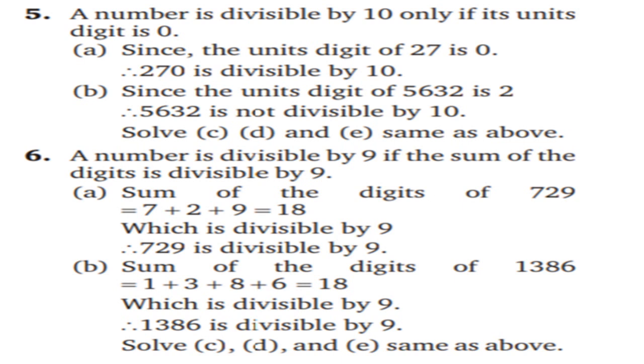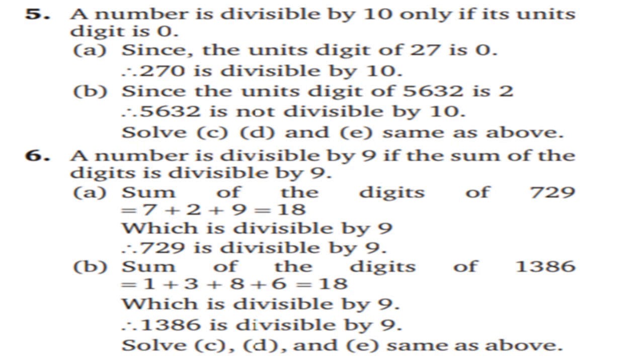Now B part, you will see 5632. So unit digit is 2. So this number is not divisible by 10 because the unit digit should be 0. Therefore this number is not divisible by 10. Okay, now similarly you have to solve other part of this question.